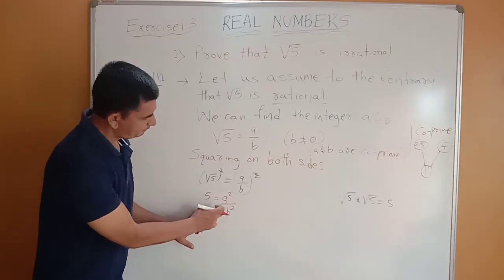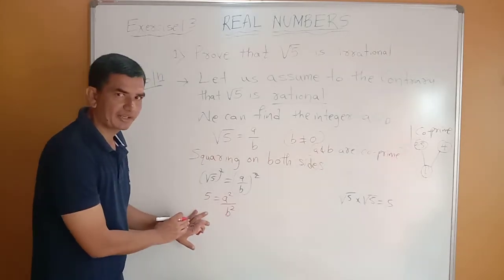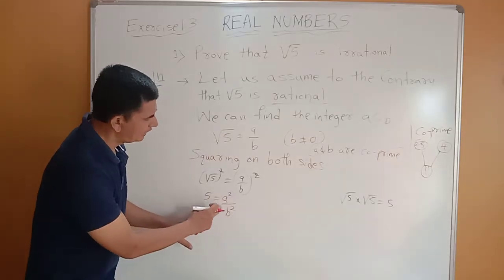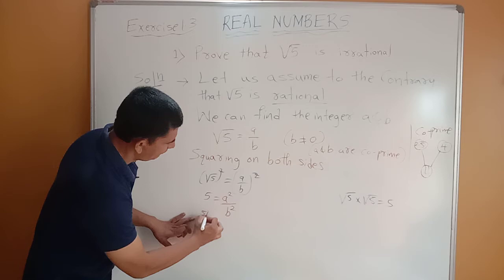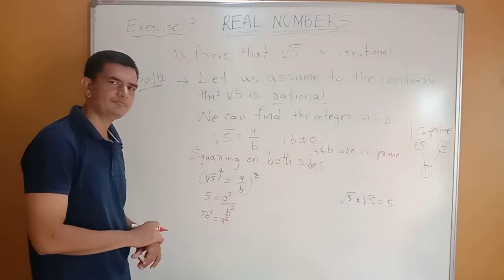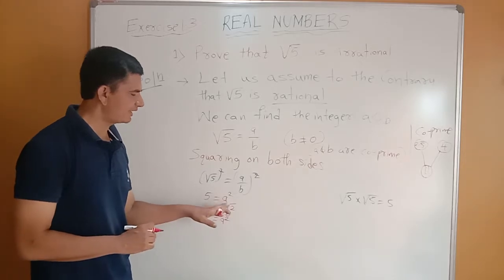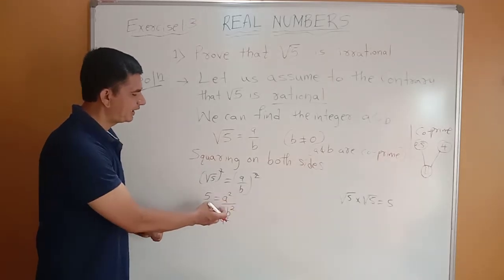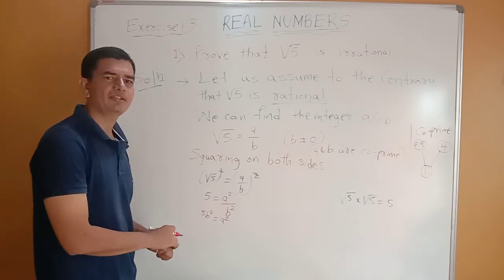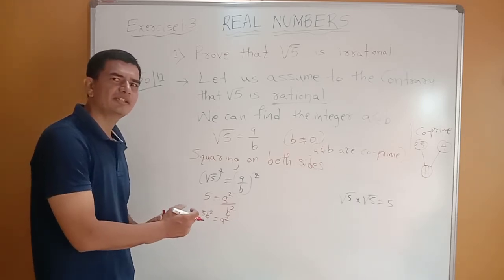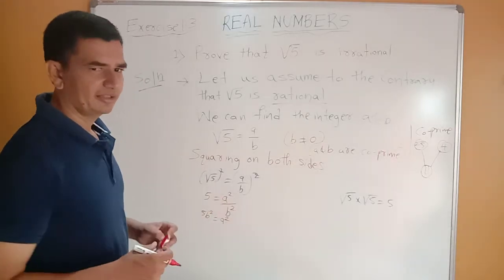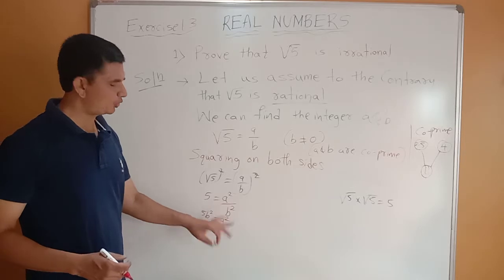Okay, students, now you can observe here we can do cross multiplication. When you do cross multiplication, it becomes 5 into b square. 5b square is equal to a square. Because it is divided here, if you bring it to the left-hand side, it becomes multiplied. So 5 into b square: 5b square is equal to a square.